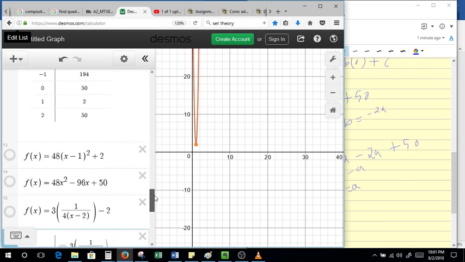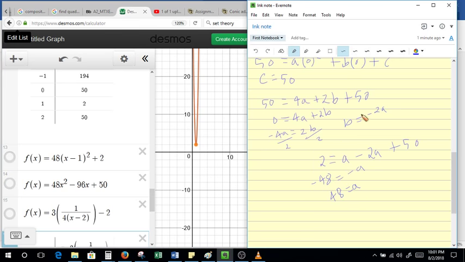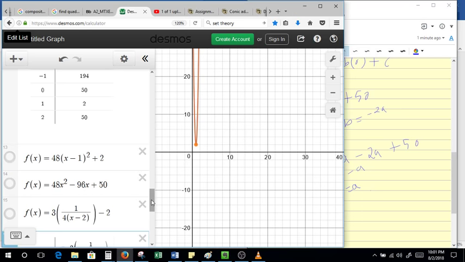Let's see if that is correct. It is. So A was 48, C was 50. Oh, and I apologize, we didn't solve for B. But if we plug in 48 for A, negative 2 times 48 would be negative 96. So that works out just fine.